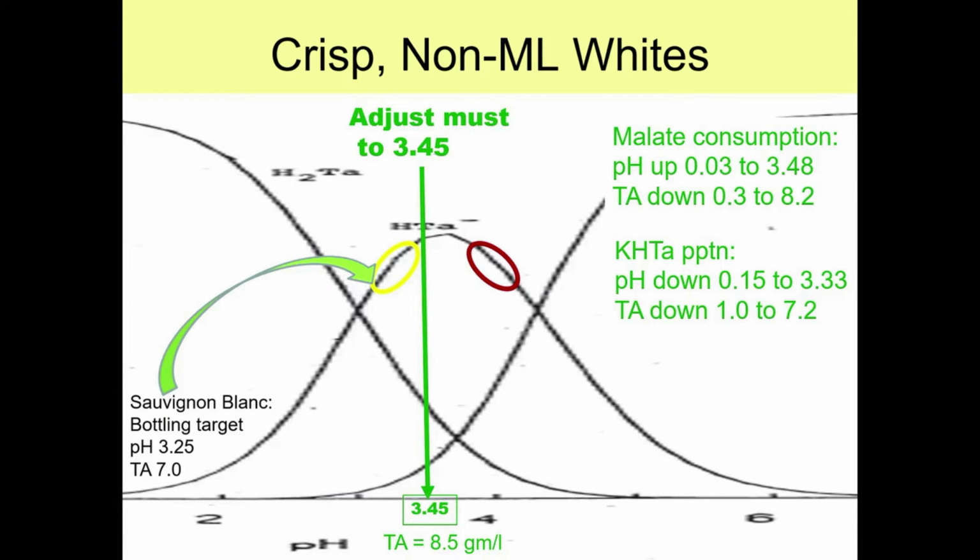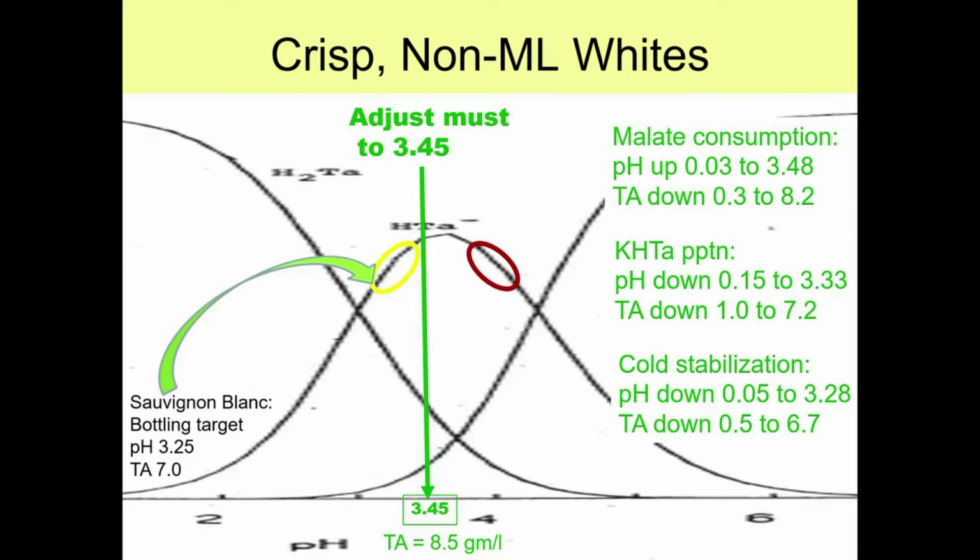And then the TA will come down about a gram per liter, so now we're at 7.2 and we're closing in on our target. Next thing, when we cold stabilize before bottling, the pH is going to go down another 0.05. So now we're at 3.28 and the TA is down to 6.7. So we're a little bit too low.